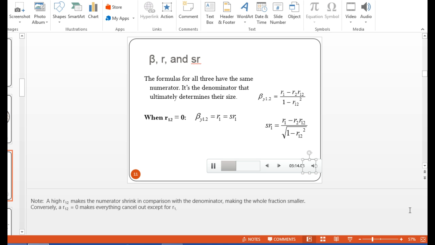And the SR1 is very similar. It has the exact same numerator, but just a different denominator. We square root the term that we would leave as is in the beta.